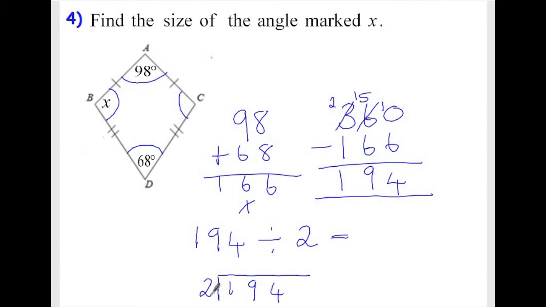How many 2's are in 1? 0, carry the 1. How many 2's are in 19? 9, remainder 1. How many 2's in 14? 7. Meaning x is equal to 97 degrees. Okay, and again, if we added up 98, 68, 97 and 97, our total should be 360 degrees.